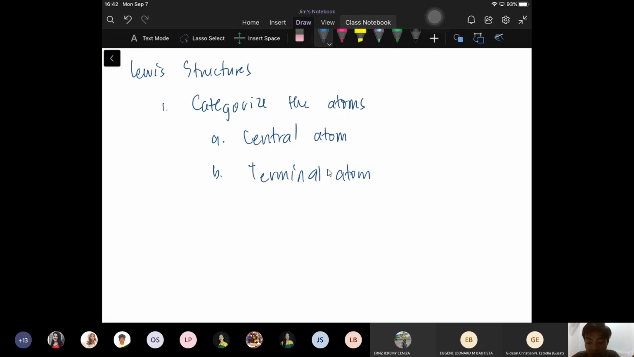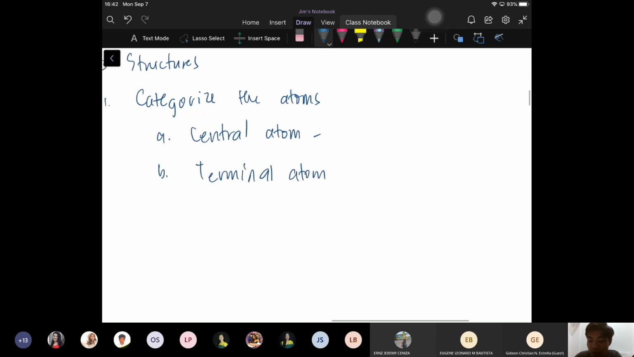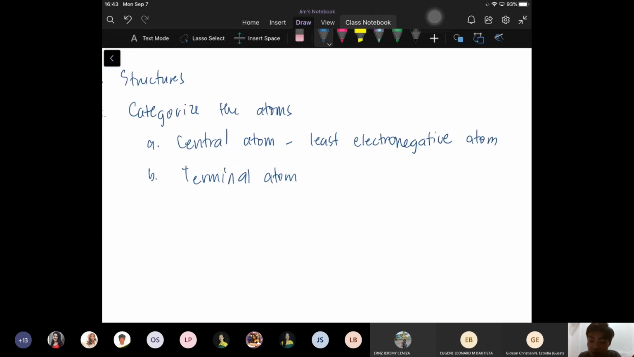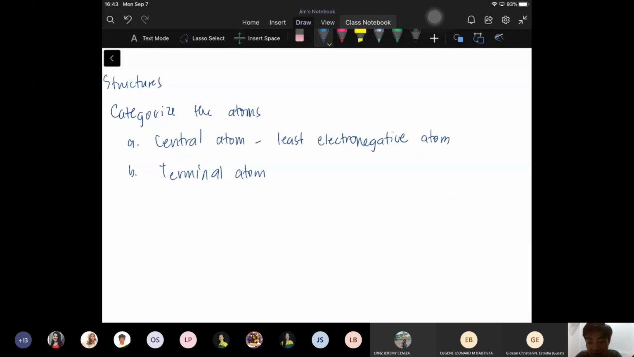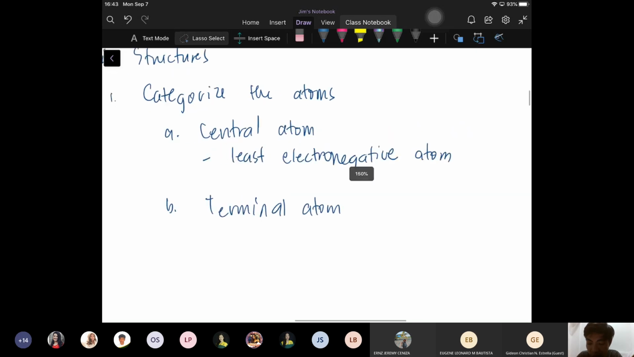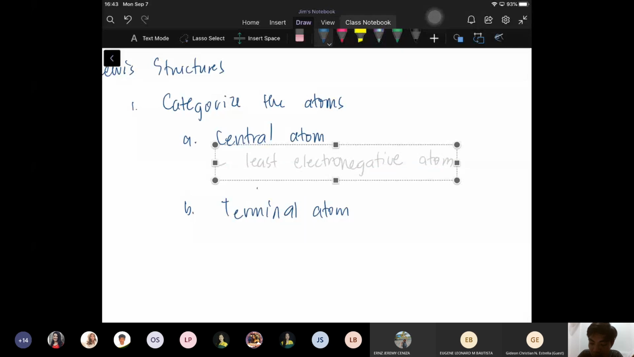And yung mga kakabit, we call them the terminal atoms. What are the criteria for the two categories? For an atom to be a central atom, this should be the least electronegative atom. So, siya dapat yung least electronegative atom in your molecule. With exception to hydrogen, no? Tapos ano pa? Excluded si hydrogen.